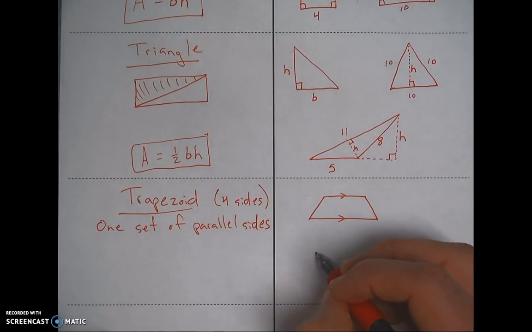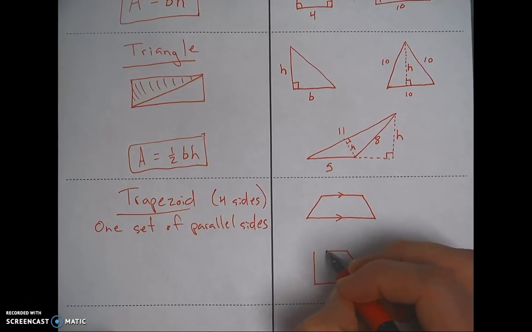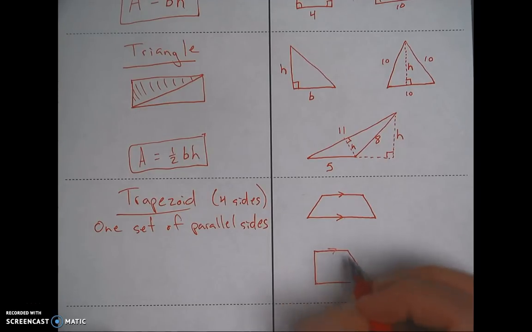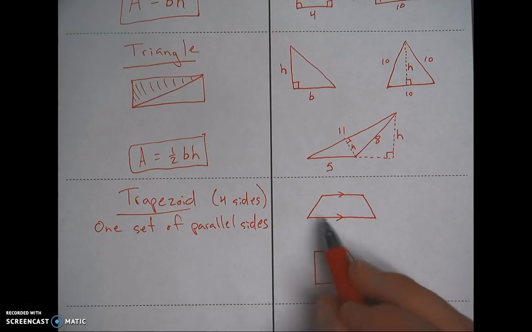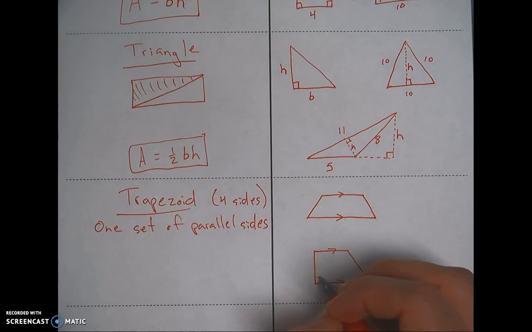You can also see trapezoids in all different shapes and sizes. This, for instance, is a trapezoid. The top and the bottom are parallel. Never going to cross, even if I extend them. But this side and this side, okay, they are not parallel. They will cross if I extend these lines. Maybe this is even a 90.